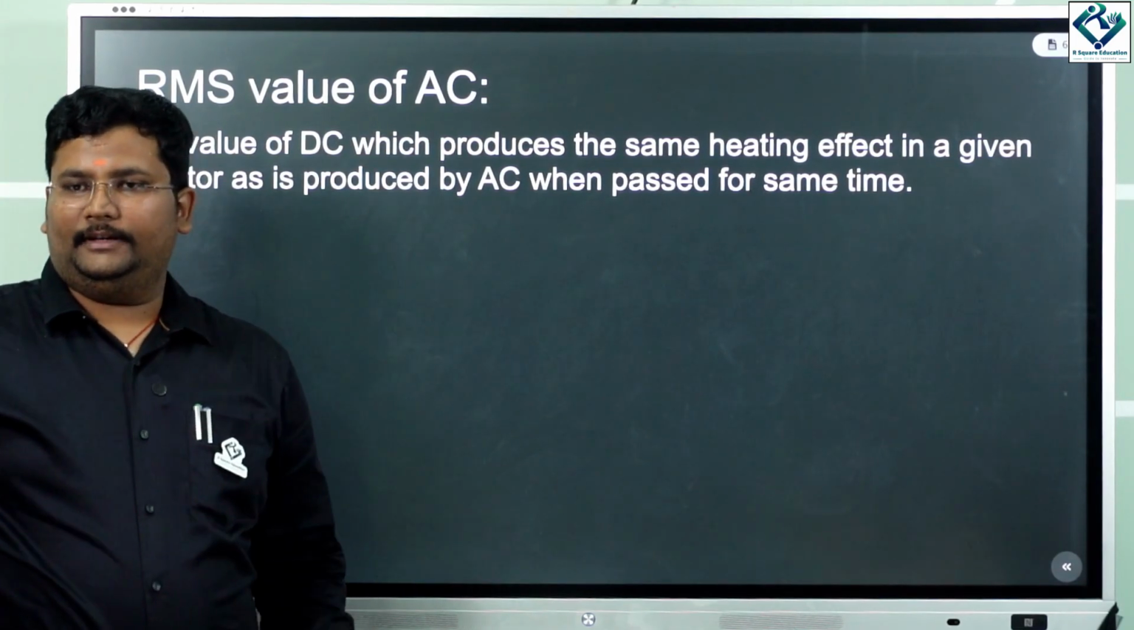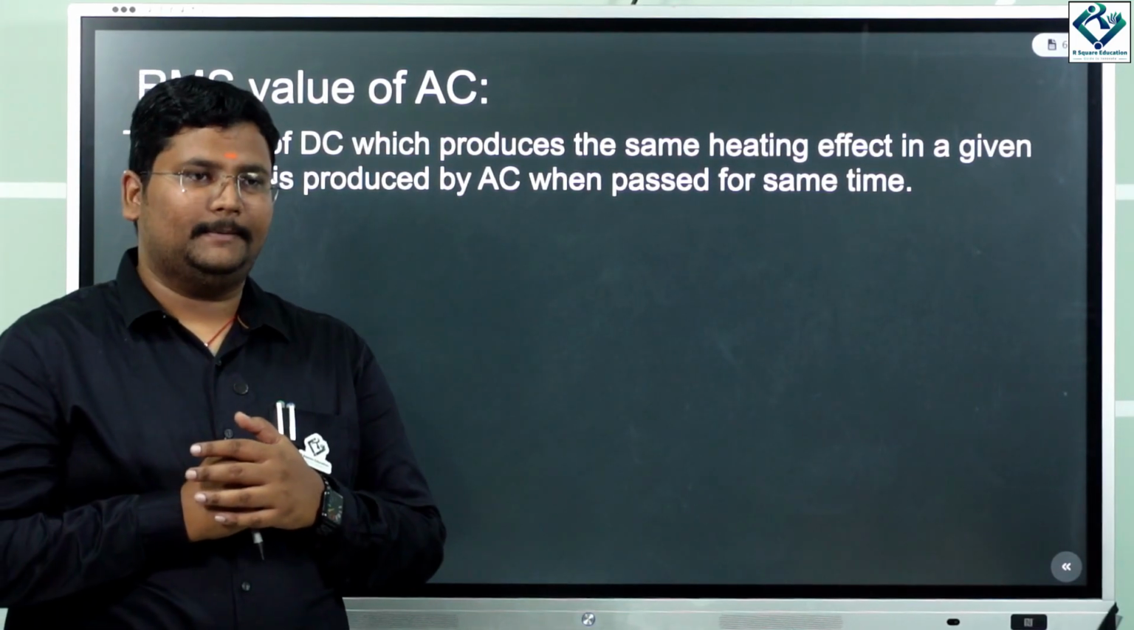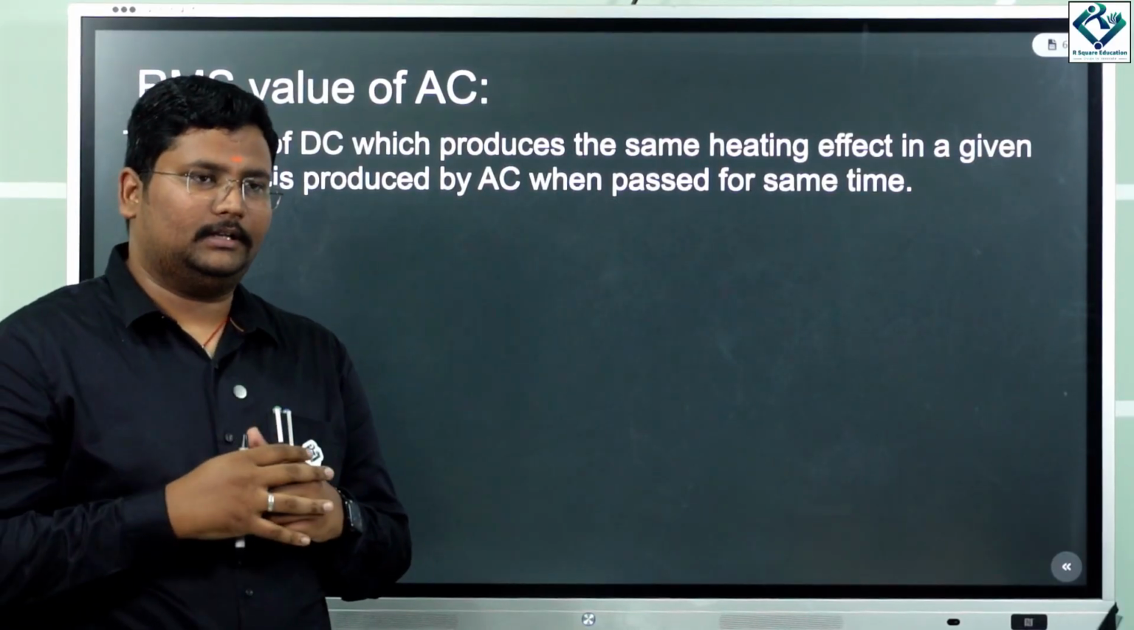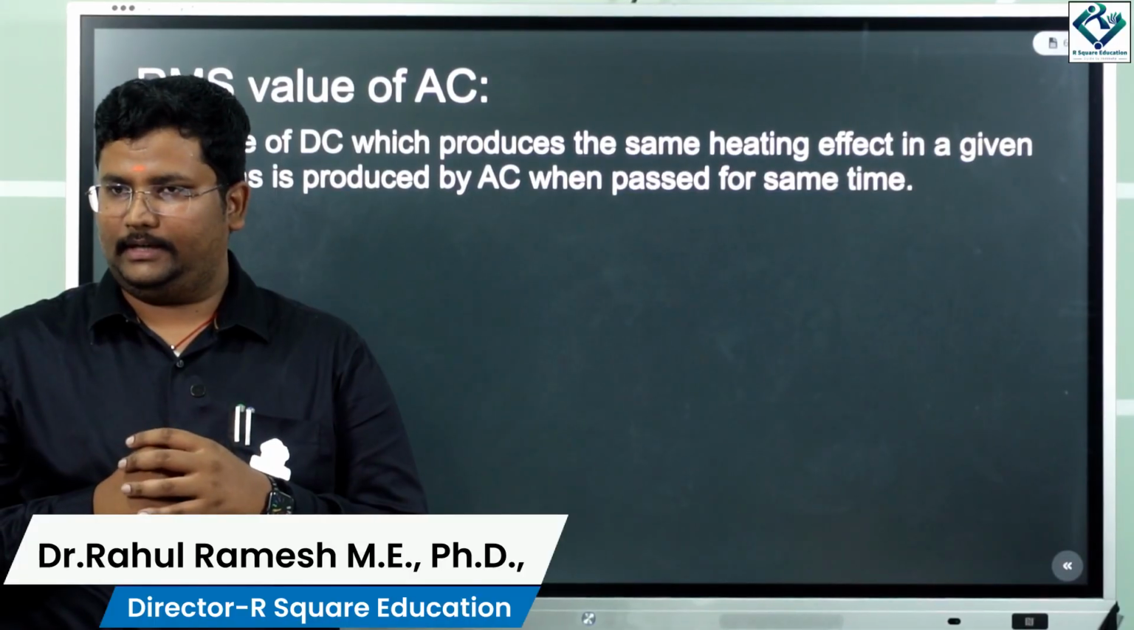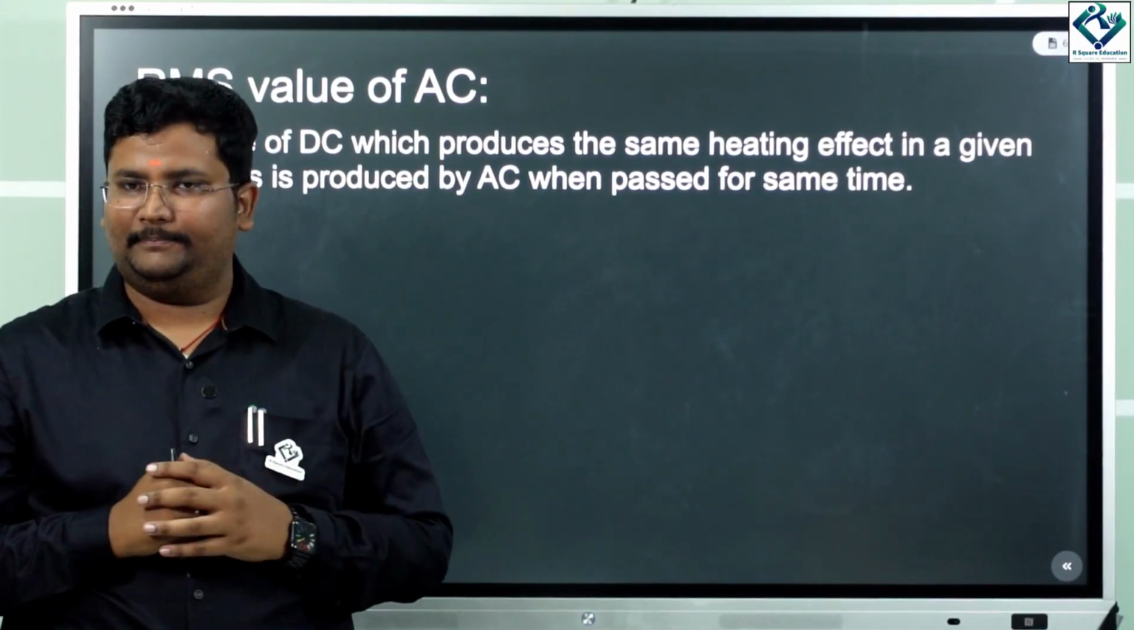So RMS value of AC. Why are we going for this? Because you will not find a proper way of calculating the current for the entire cycle. So we go for the RMS value of AC, right?